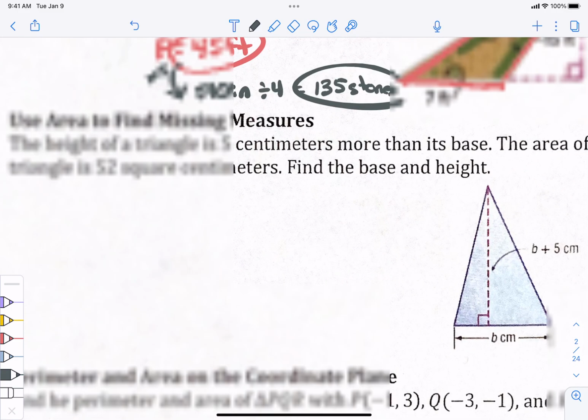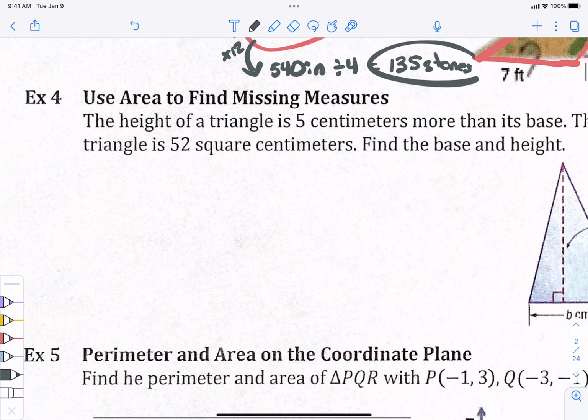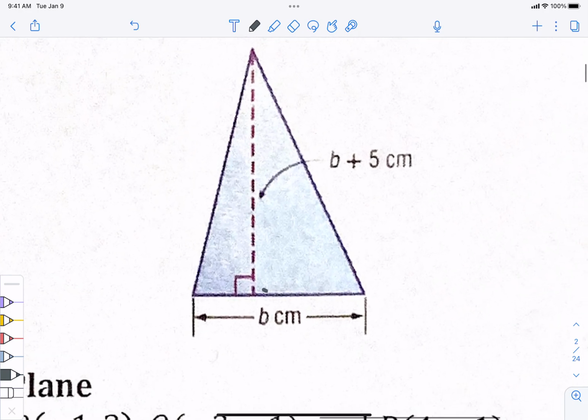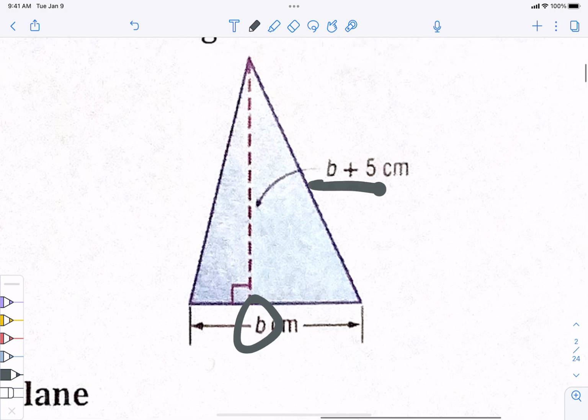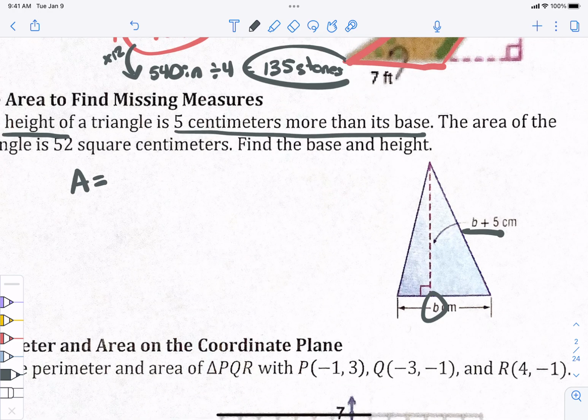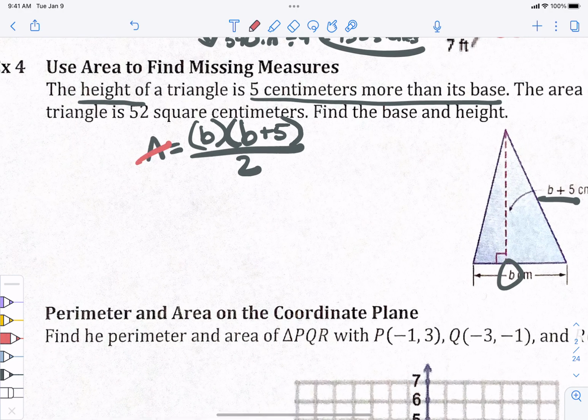All right, 2 left. Here we go. Example 4 is probably the hardest one on the whole page. They say the height of a triangle is 5 centimeters more than the base. So they've named the base as B. The height is 5 more than that, so B plus 5, right? And to find the area, I would do base times height divided by 2. So B times B plus 5, and then I would divide that by 2. Except they tell me what the area is. What's the area? 52.